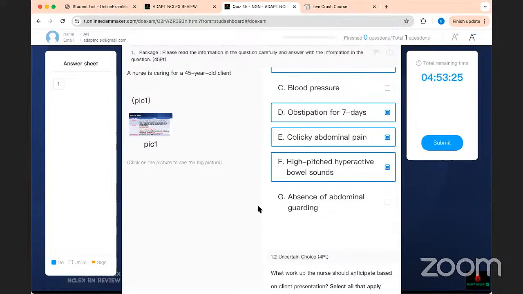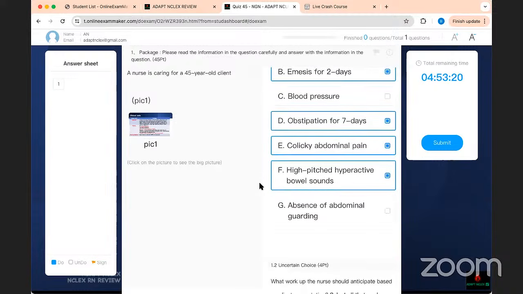Who thinks this is something we should worry about? And should we worry about this? Absence of abdominal guarding. Is it worrisome? Sometimes watch for this double negative.